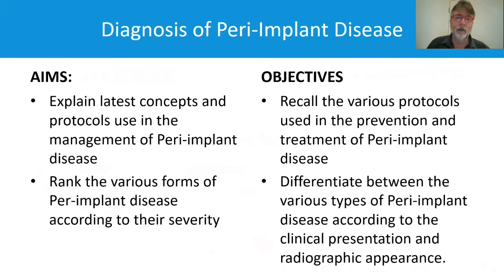I think already a number of you are aware that this is less severe in mucositis and mucohyperplasia, but we've got more problems when it comes to peri-implantitis. We have an early onset, a moderate onset, and advanced onset. You're going to recall the various protocols and ideas I'm going to be suggesting to you now, and you're going to differentiate between the various types of peri-implant disease according to their clinical and radiographic appearance. Okay.